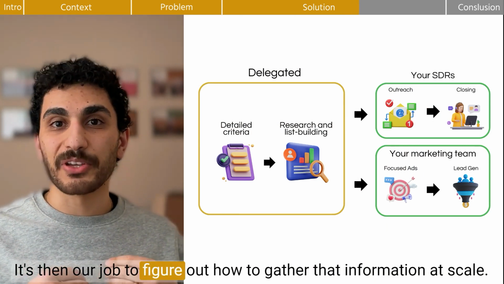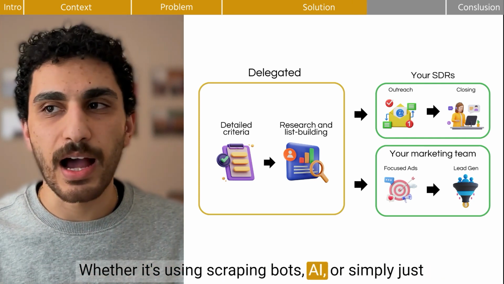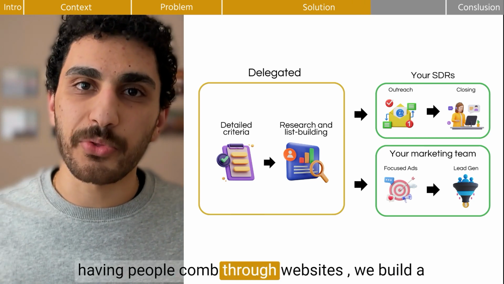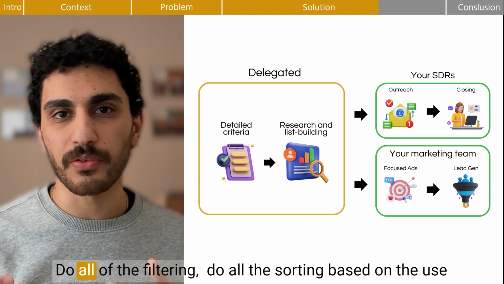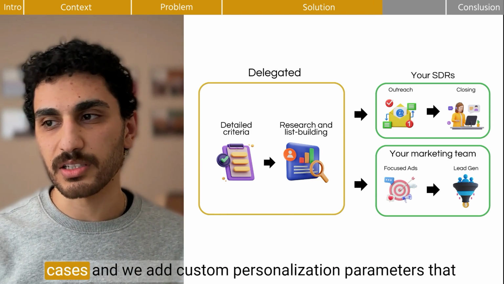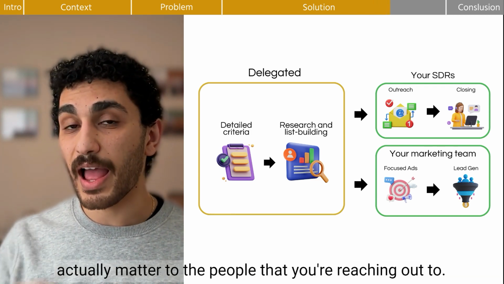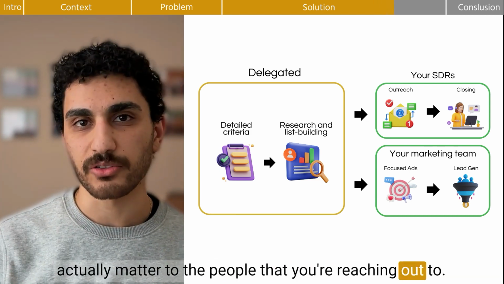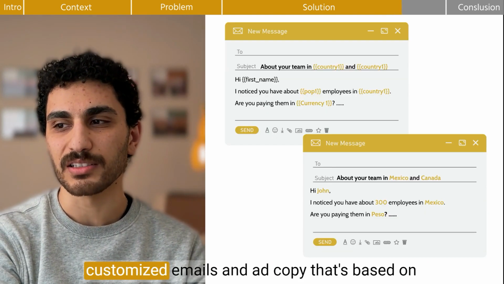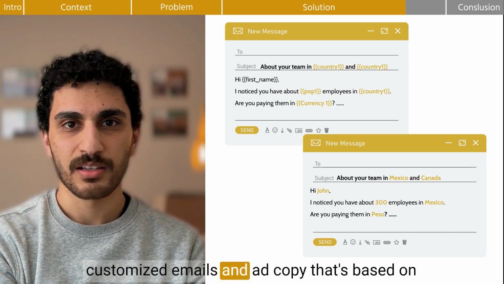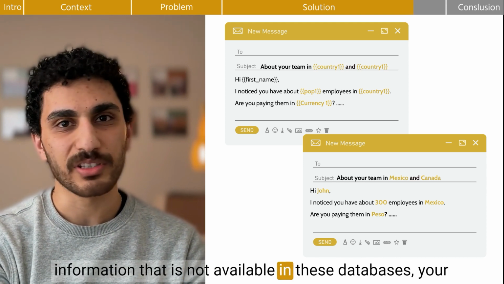It's then our job to figure out how to gather that information at scale, whether it's using scraping bots, AI, or simply just having people comb through websites. We build a process around that and gather that information, do all of the filtering, do all the sorting based on use cases. And we add custom personalization parameters that actually matter to the people that you're reaching out to. So the cool thing is you can now send these really customized emails and ad copy that's based on information that is not available in these databases.